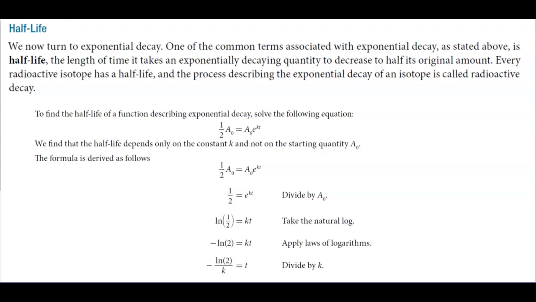To find the half-life of a function describing exponential decay, we would solve the following equation. We would have half of the original amount, which is equal to the original amount times e to the power of kt. We find that the half-life depends only on the constant k and not on the starting quantity A subscript 0. Now the formula is derived as follows.